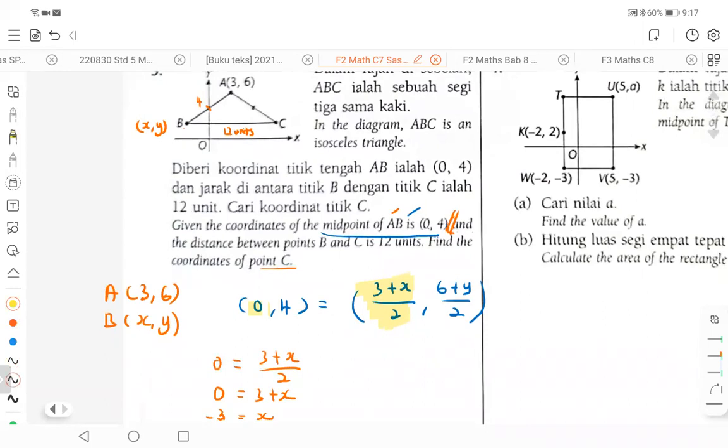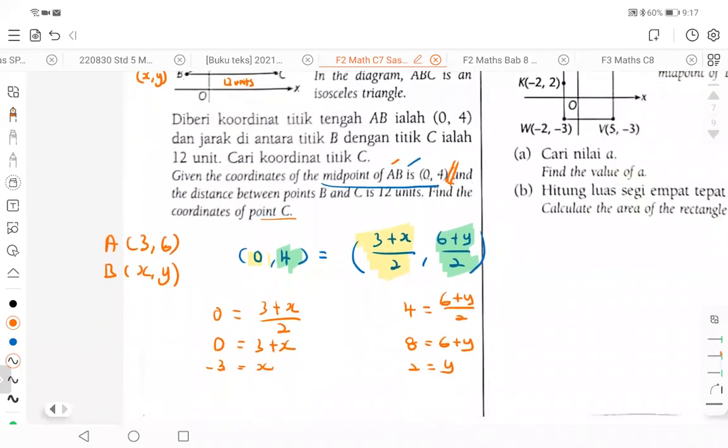The other part, 4 equals (6 plus y) over 2. 4 times 2, 8 equals 6 plus y. y equals 8 minus 6, which is 2. So point B is (-3, 2).